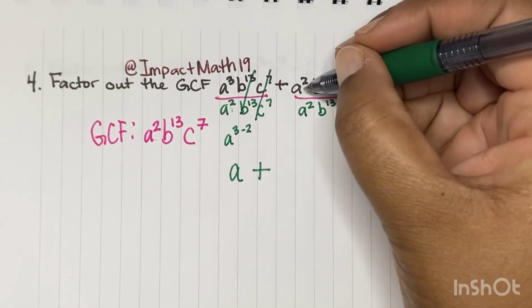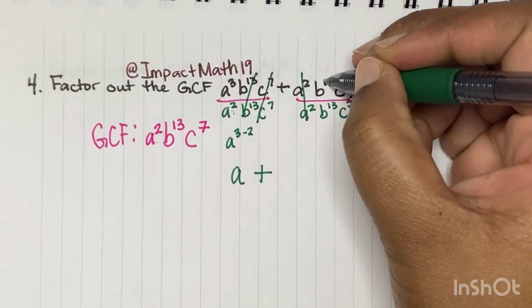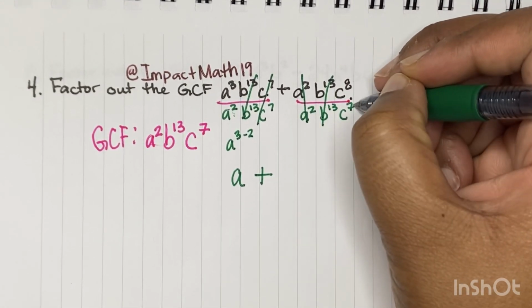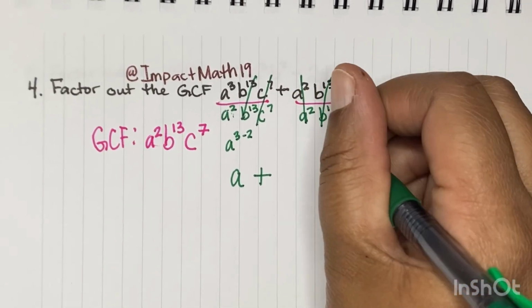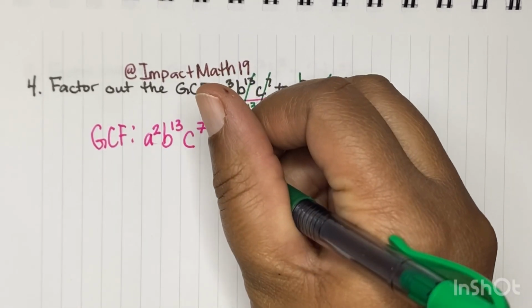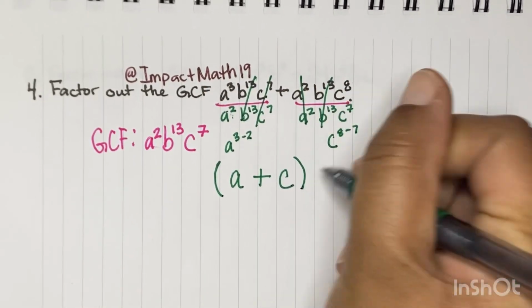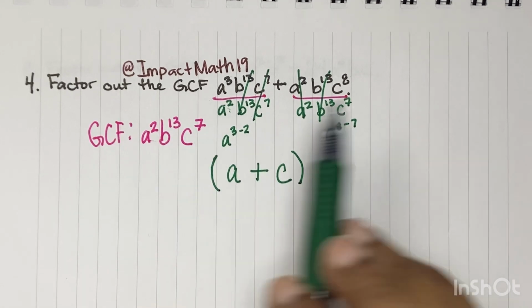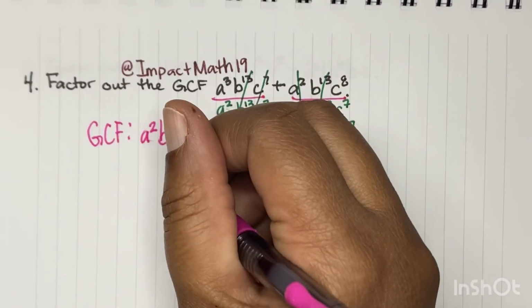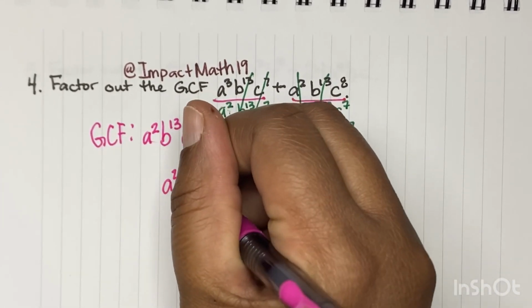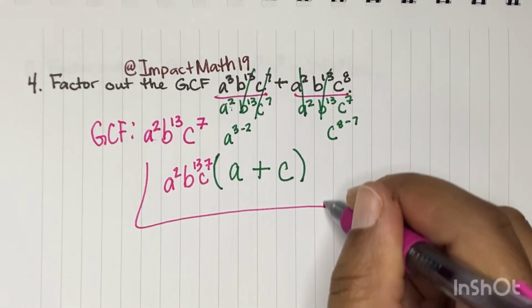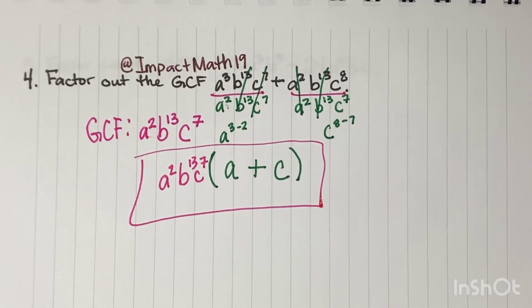So plus A to the 2nd cancels. B to the 13th cancels. And we have C to the 8th over C to the 7th. So we're left with 8 minus 7, which is just going to give us 1C. And this is what's going to go inside your parenthesis. Remember to attach your GCF that you divided out. A to the 2nd, B to the 13th, C to the 7th. And this is your final answer.